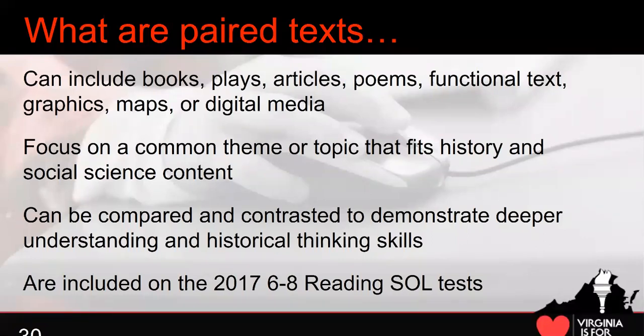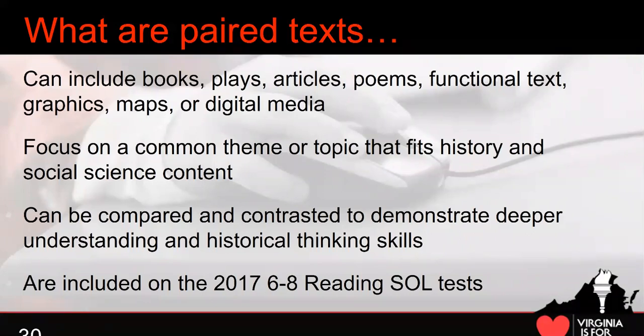And again, in history class, but across the board, paired text can focus on a common theme or topic that fits history, or you can find paired texts that are specific in terms of the content that they're addressing, like the Boston Massacre example I gave earlier. And it's important to think about paired text as items that can be compared and contrasted so that students can demonstrate deeper understanding in those important historical thinking skills. And as I noted, paired texts are included on the 2017 6th through 8th grade reading SOL tests, so doing them in your history class allows you to get a double dose for your students.